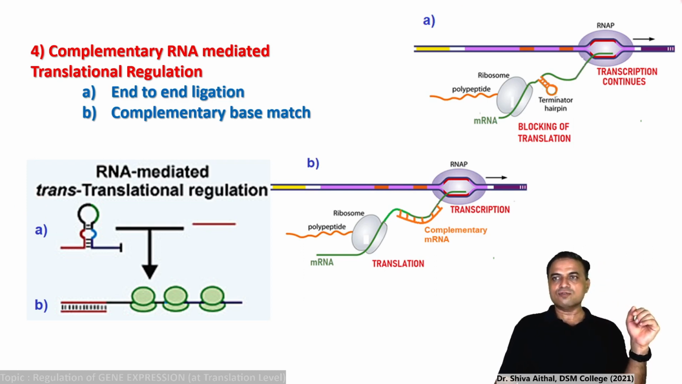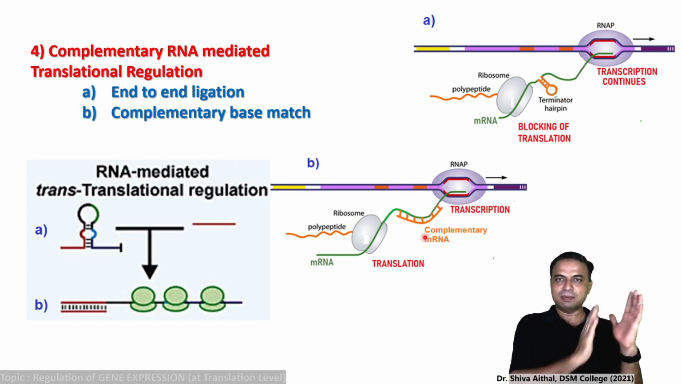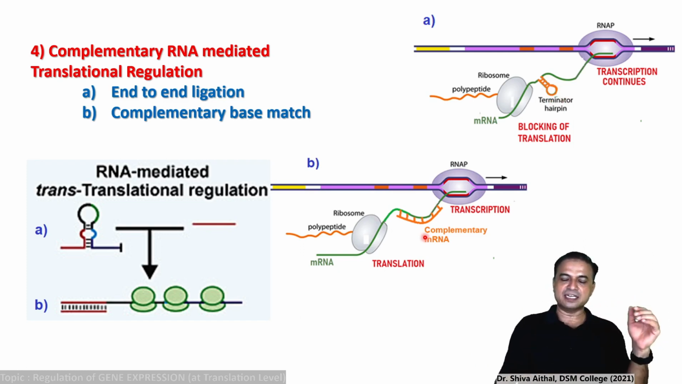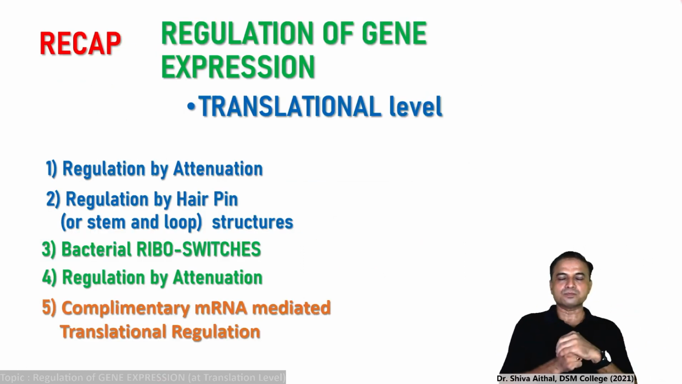Okay, so this is the fourth type of regulation, where small complementary mRNAs mediate the blocking of these ribosomes either by end-to-end ligating and forming terminator structures, or simply directly binding at some region which has complementation, meaning A, T, G, C pairing takes place here, and this also blocks the movement of ribosomes. So these are the various methods by which the gene expression can be regulated.